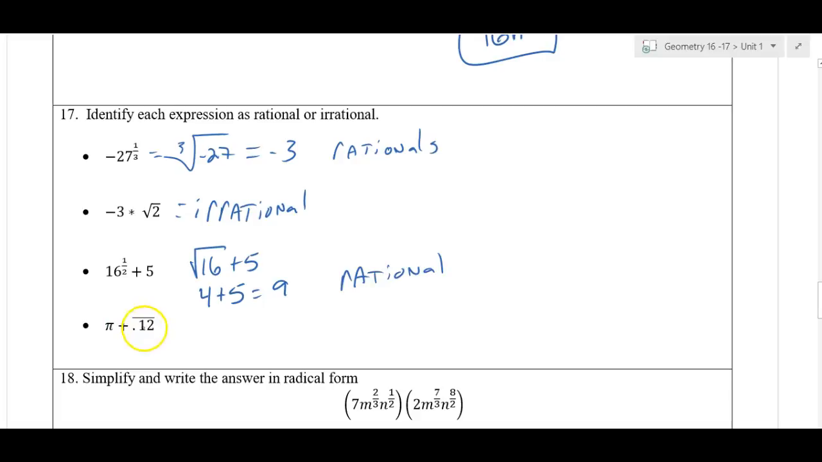Pi plus 0.2 repeated. Now, we already know pi is irrational, and anytime we have an irrational number in my problem, it is going to be irrational.